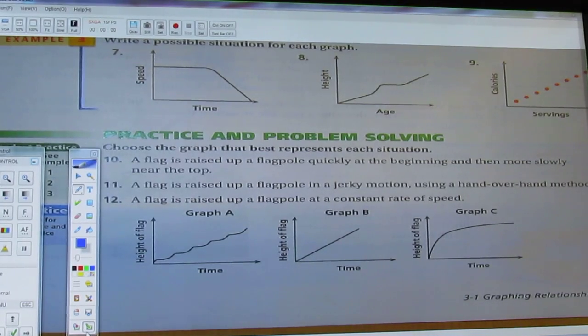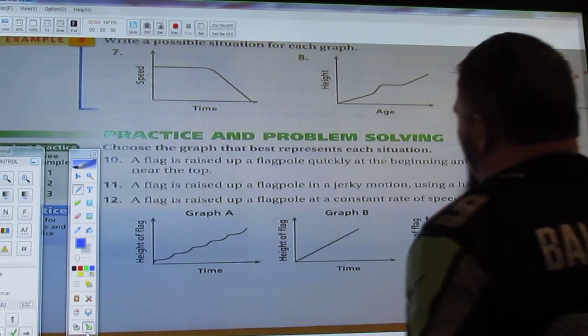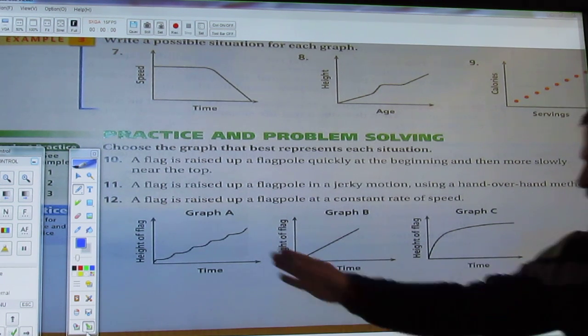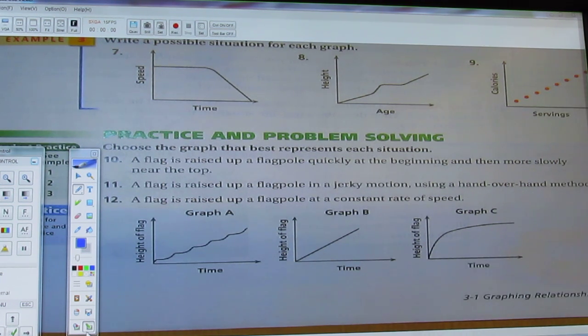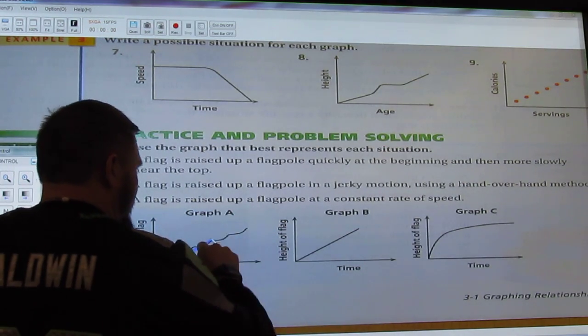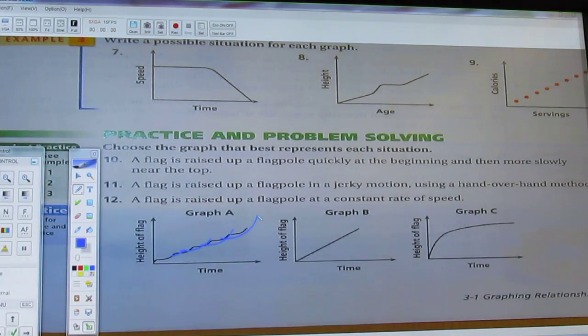All right, number 11. A flag is raised up a flagpole in a jerky motion, right? In a jerky motion, using a hand-over-hand method. So which one of these do you think would represent that? Graph A, right? It's going up in a jerky motion. So it's going up, and then it's going up, and then it's going up, and then it's going up. So graph A would represent that. Does that make sense?